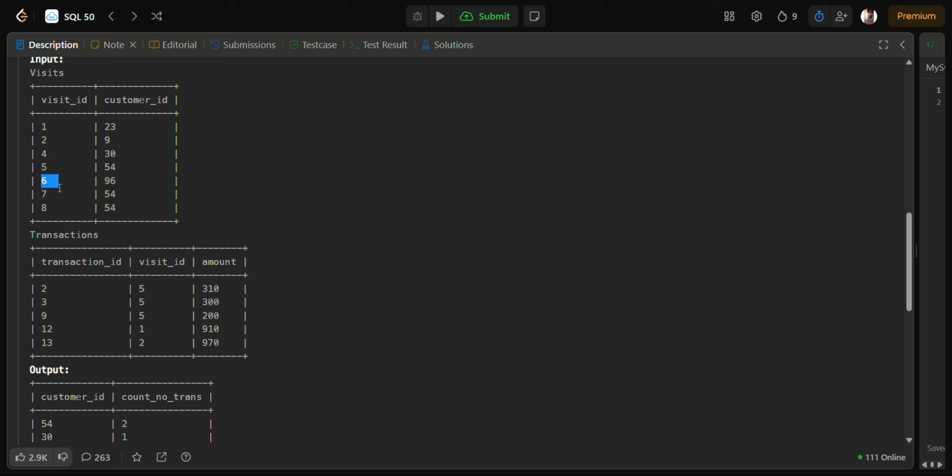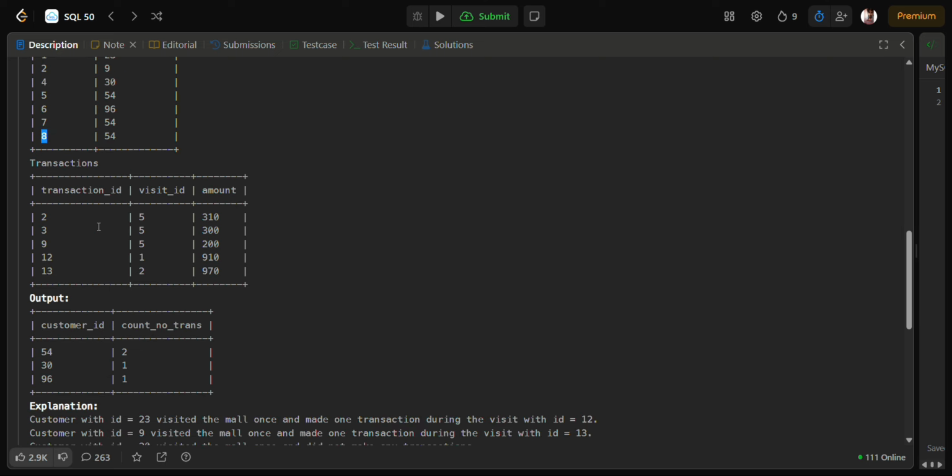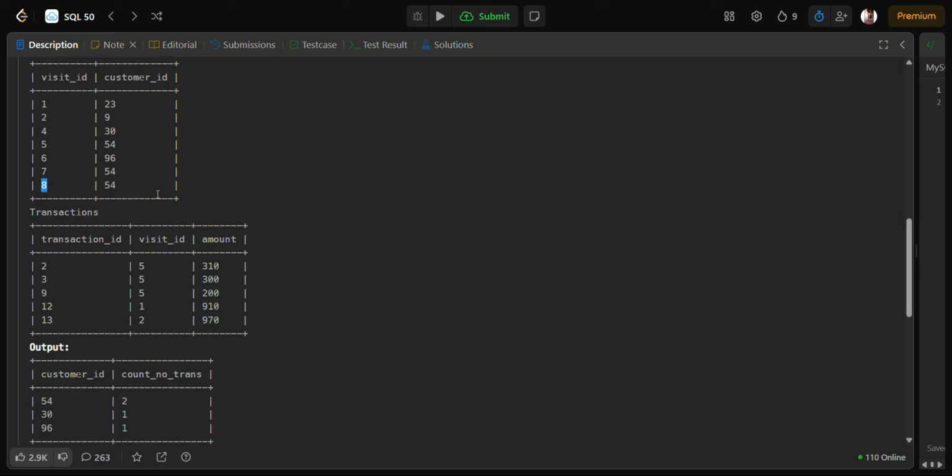Next, we focus only on the visits that had no purchases. Visit ID 4. No transaction, this is customer 30's visit. Visit ID 6. No transaction, this is customer 96's visit. Visit IDs 7 and 8. No transactions, both visits by customer 54.